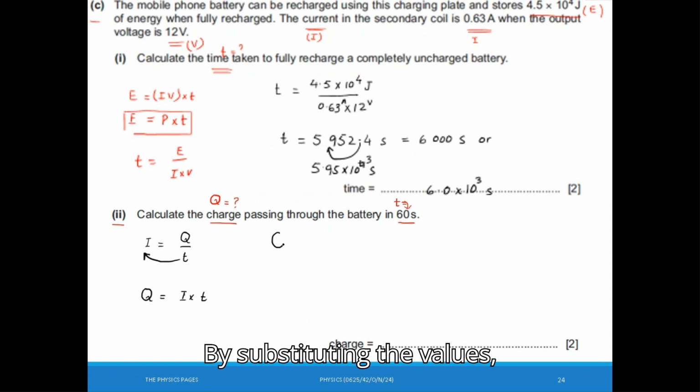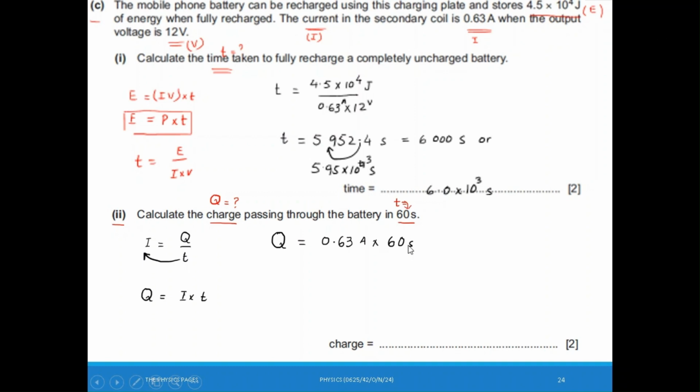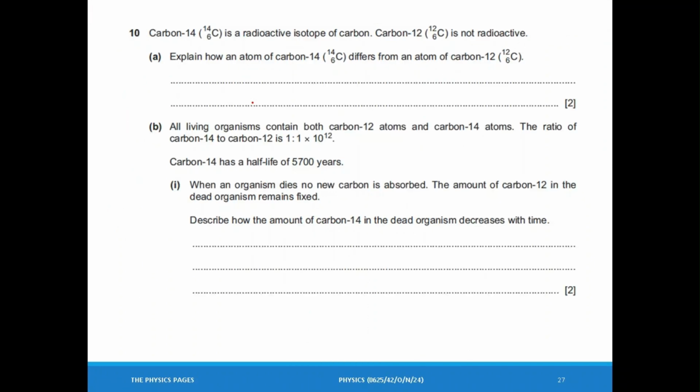By substituting the values, Q is equal to 0.63 amperes times 60 seconds. I got 37.8. So charge is 37.8 coulomb, that is rounded to 38 coulombs.